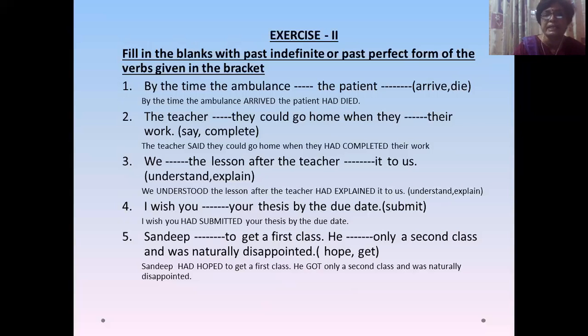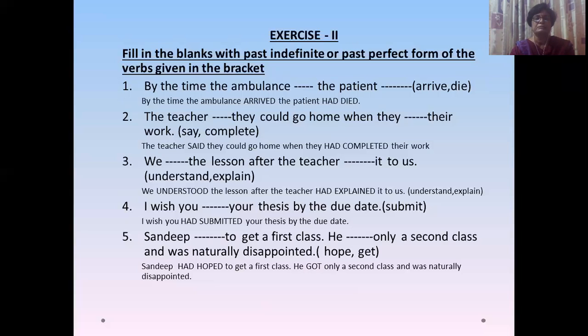Now we'll come to the second exercise. Here the question is, fill in the blanks with past indefinite or past perfect form of the verbs given in the bracket. So based on the explanation, the way I had explained about the different forms of past tense, I hope you will be able to answer the questions here.